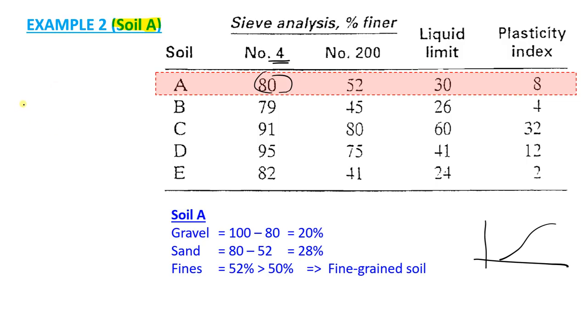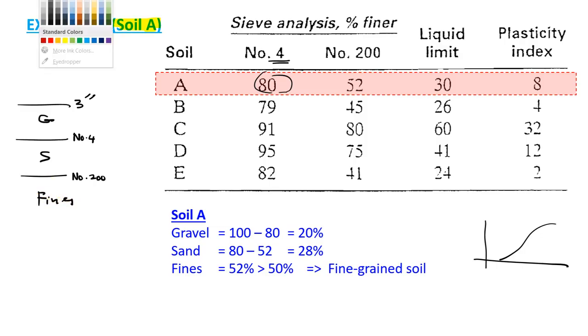So if you forget, it's always a good idea to draw these lines, and then here we can write 3-inch sieve, number 4 sieve, and number 200 sieve. And this is gravels, sand, and anything passing number 200 is fines. So the passing from 3-inch sieve is 100%. Passing from number 4 sieve is 80%, and passing from number 200 sieve is 52%.